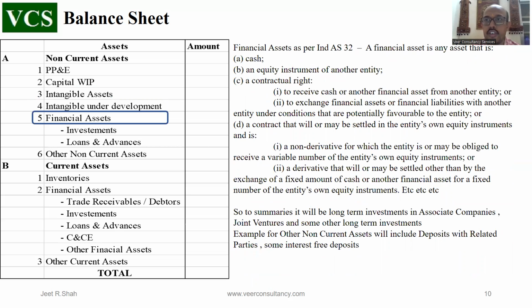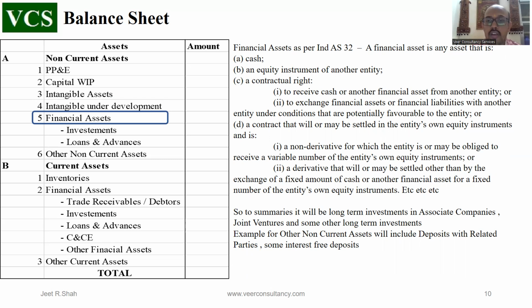As per Ind AS 32, a financial asset is any asset that is cash, an equity instrument of another entity, a contractual right to receive cash or another financial asset from another entity, or to exchange financial assets or financial liabilities with another entity under conditions that are potentially favorable to the entity, or a contract that will or may be settled in the entity's own equity instruments, and so on. There's a big definition given to us in Ind AS 32.